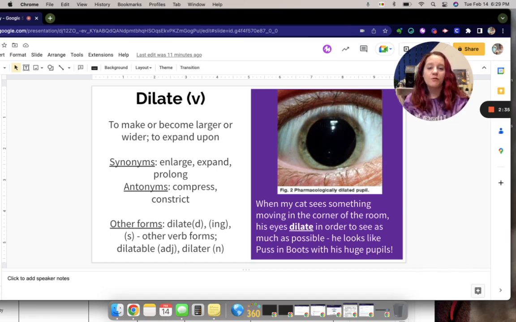When my cat sees something moving in the corner of the room, his eyes dilate in order to see as much as possible. And he looks like Puss in Boots with his huge pupils. If you've ever seen whatever Shrek movie that is, it's the cat with the big pupils.